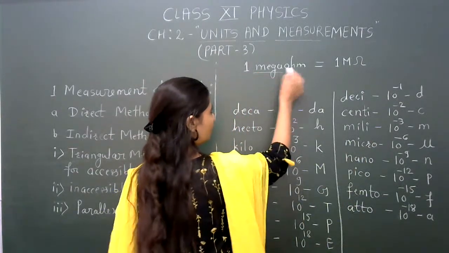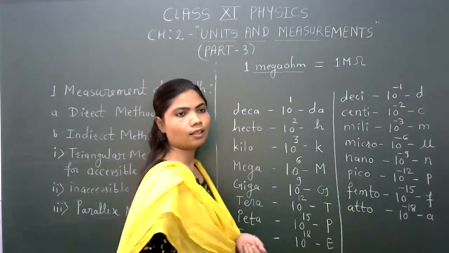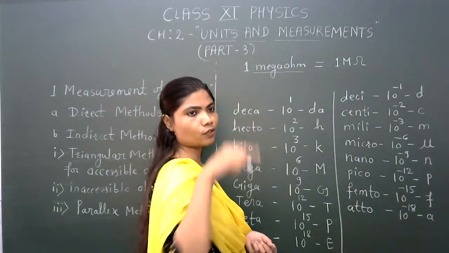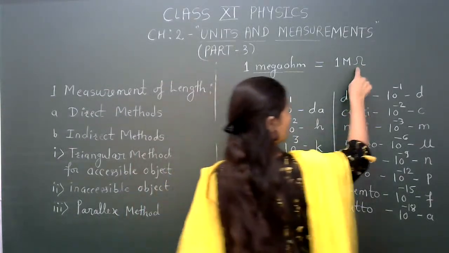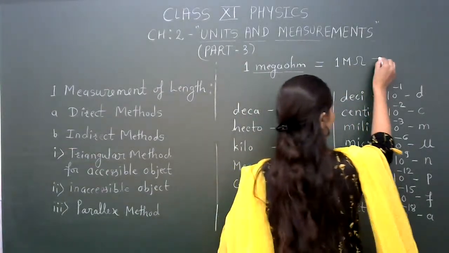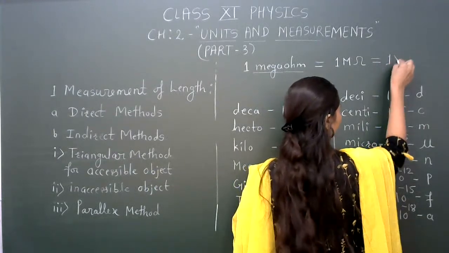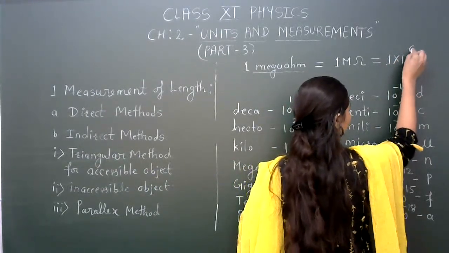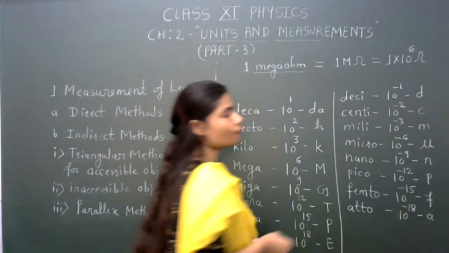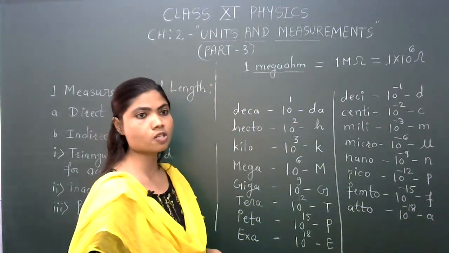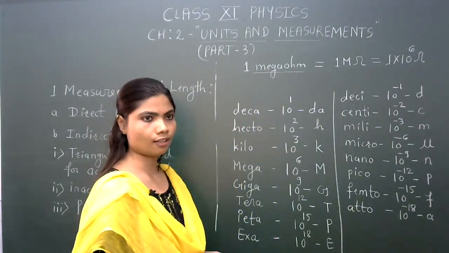Mega is written as capital M. Ohm is written as the inverse of that barrier, right? So it is ohm. And of course, when you have to write it in the abbreviation of 10, it becomes 1 into 10 to the power of plus 6 ohm. It should be the factor to be known, so we can solve our numerical further, right?